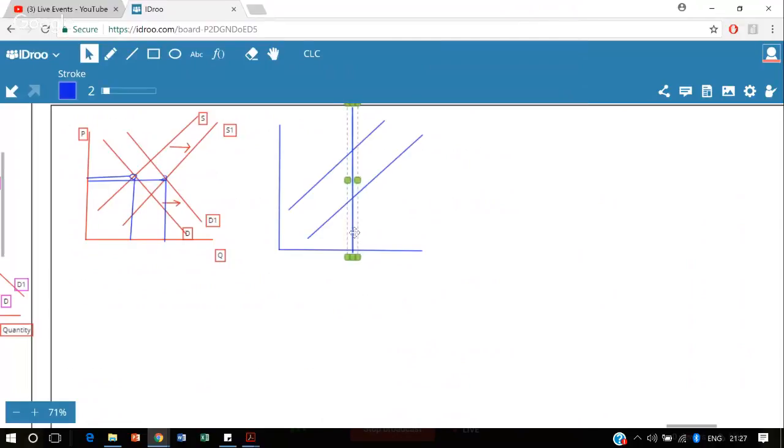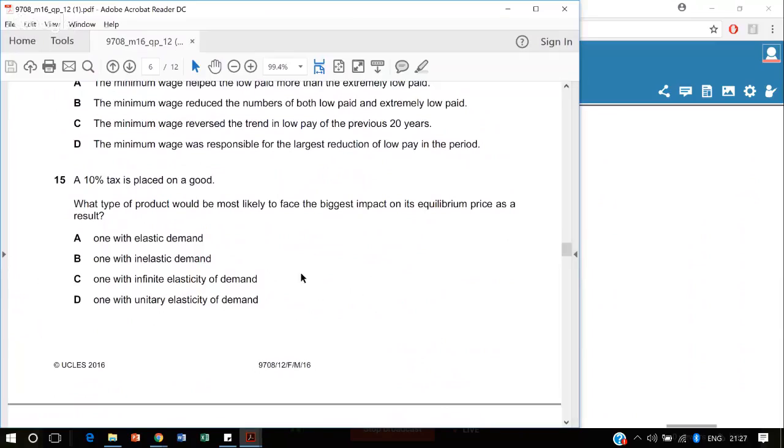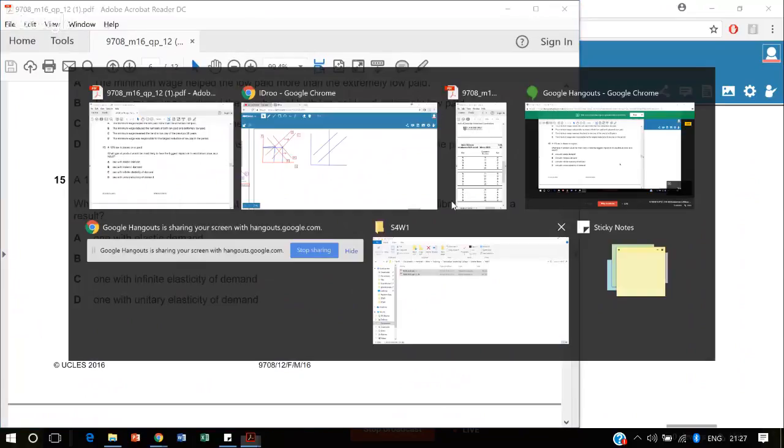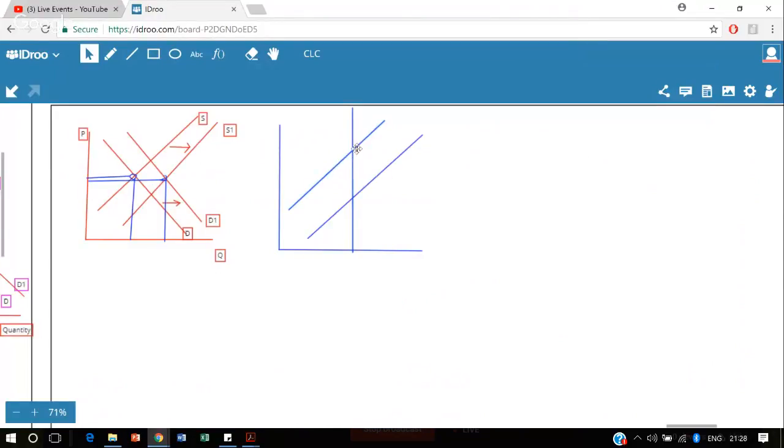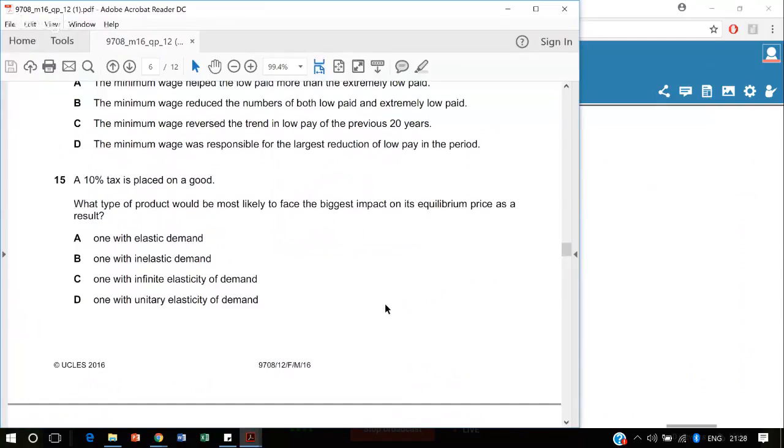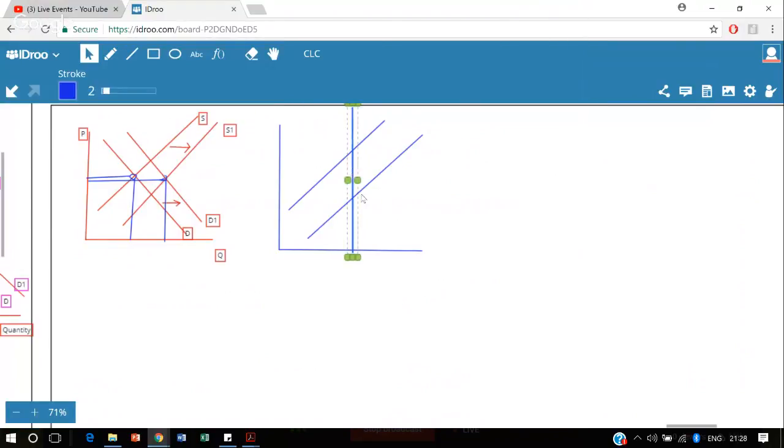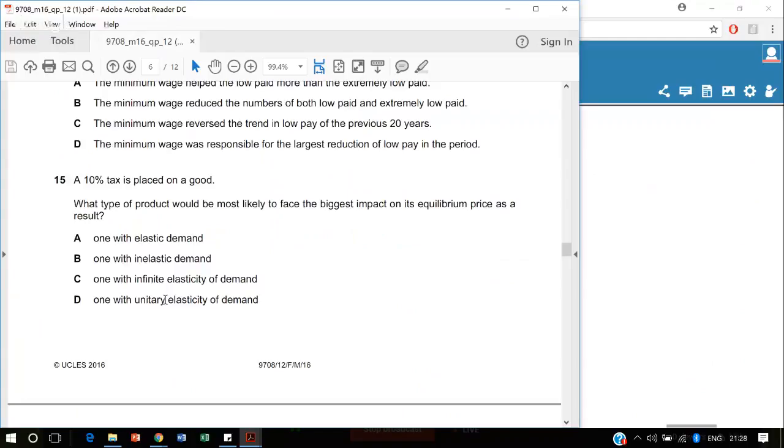Here, there's a huge increase in price. So the entire tax is passed on in the form of high prices to consumers. And unitary elasticity of demand is going to be somewhere in between, where there's no change in revenue, so there's just some degree of increase in price, but not massive. And elastic is going to be closer to the infinite elasticity. So the correct answer is B, one with inelastic demand.